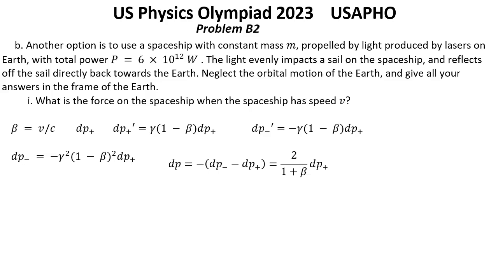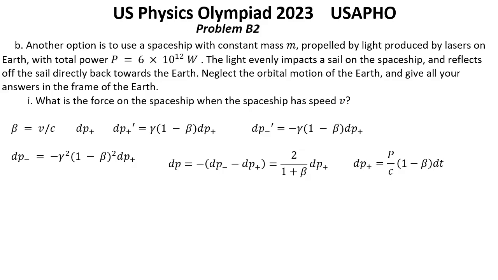The original momentum produced by lasers was P over c multiplied by delta t, but our spaceship uses only the 1 minus beta part of this power, so of this energy, because the spaceship is moving with the speed v, and we cannot use full power. So we have delta p plus equal original power P over c multiplied by 1 minus beta multiplied by delta t.